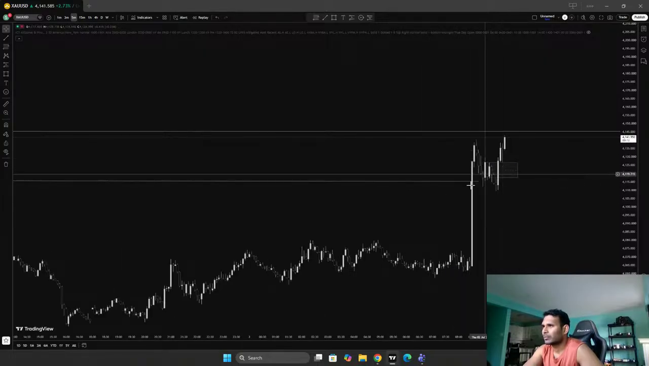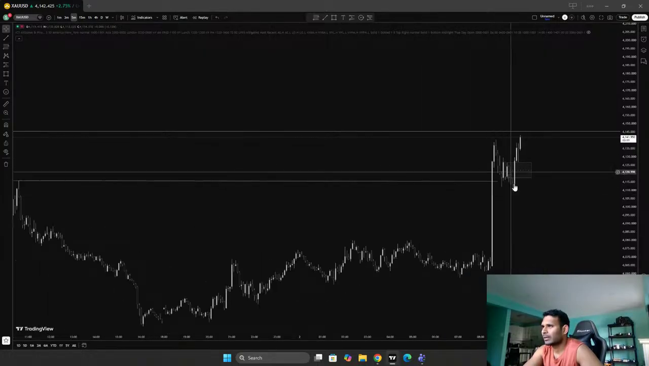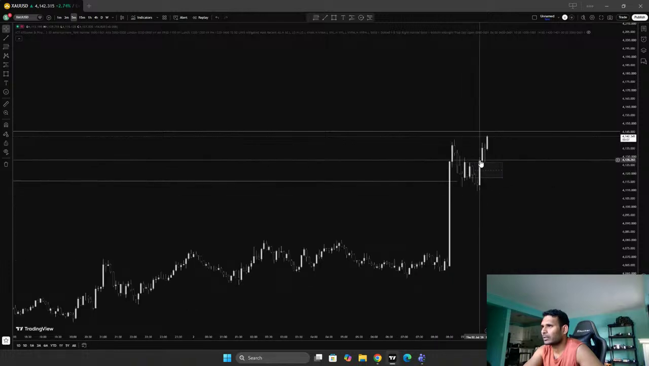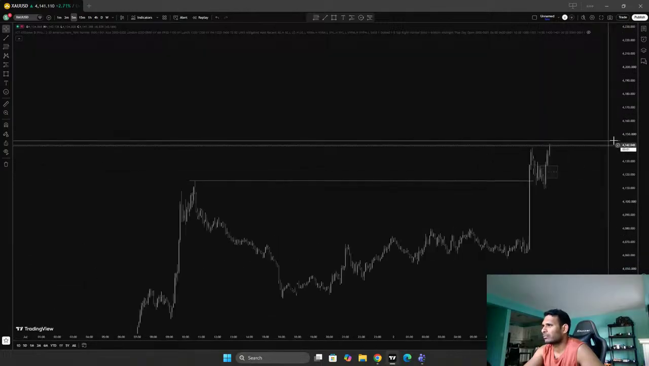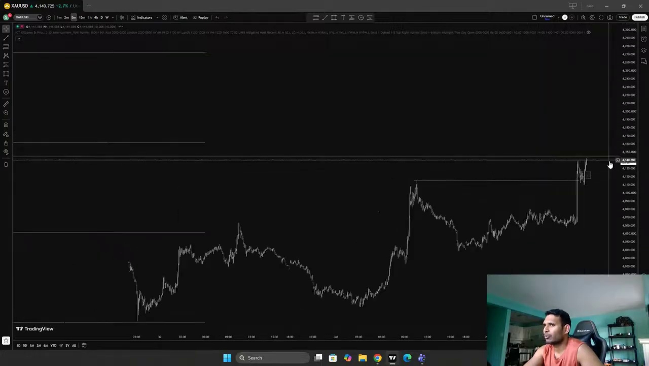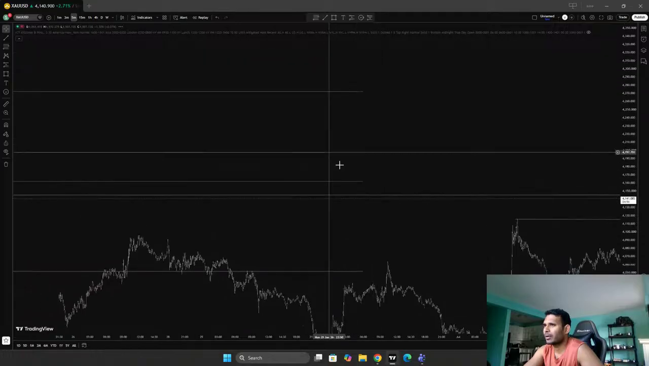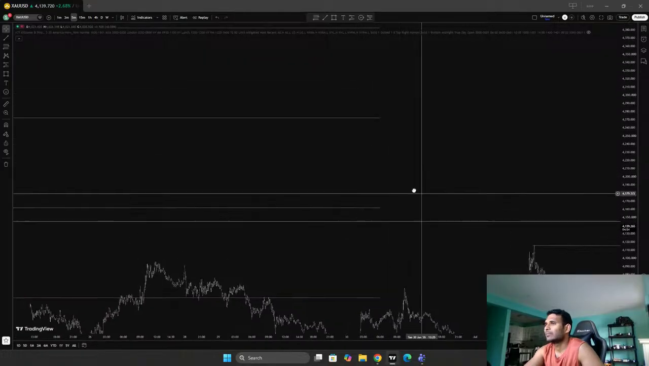Even though it printed a continuation model after it took out this high, it gives the market maker model, and it gives a tap and rejection, so you can go for it. But I'm still waiting. I don't want to do any small stuff because I don't know exactly what to expect from the price here. I need to check what is happening here.